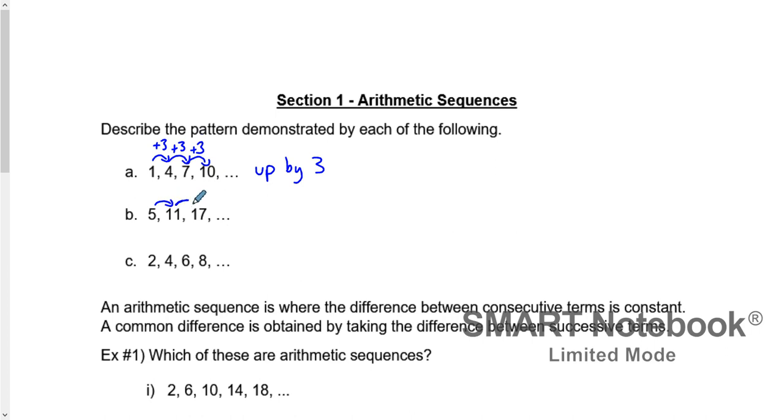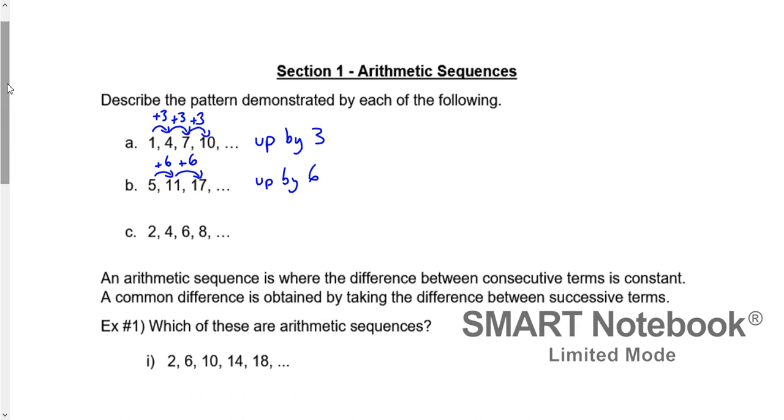If we look at the next one, it's also going up by a consistent amount. In this case, it's going up by 6. If we go to the next one, 2, 4, 6, 8, the next logical step would be, who do you appreciate? I pause for laughter. And of course, logically, this is going up by 2. We're adding 2 each time.